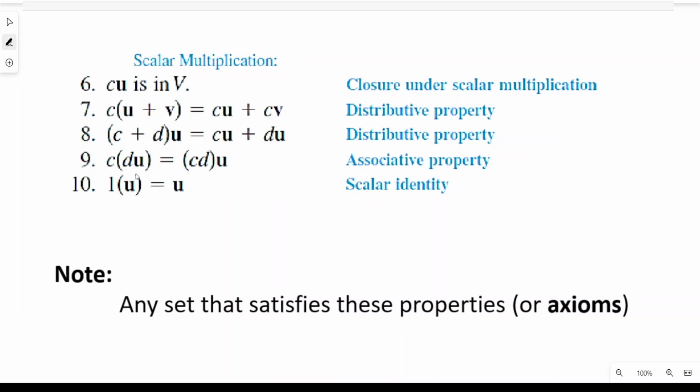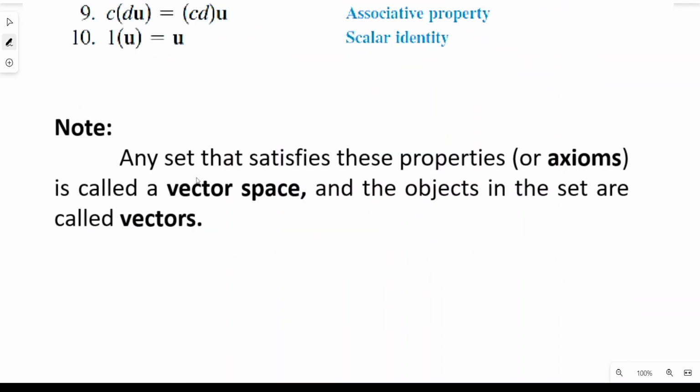Also, scalar multiplication is associative, meaning we can consider the scalar product of C with the scalar product DU as the scalar product of CD with U. And there should be an element 1 in the set of scalars such that 1 times any element U should just be the same as U. Any set that satisfies these axioms is what we call a vector space, and the elements of this set will be named as vectors.